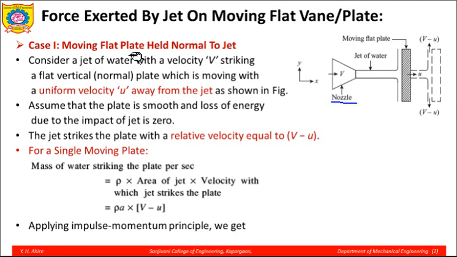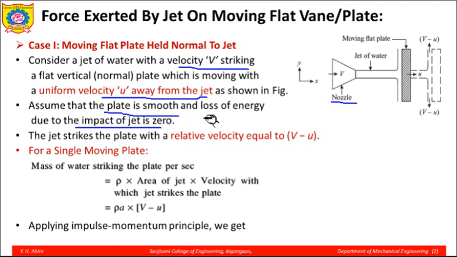So, moving flat plate held normal to the jet. Consider a jet of water with a velocity capital V striking a flat vertical plate, which is a normal plate, meaning perpendicular, and which is moving with a uniform velocity u away from the jet, as shown in the figure. Assume that the plate is smooth and loss of energy due to impact is 0, so that the incoming velocity on the plate is equal to the outgoing velocity of the plate.